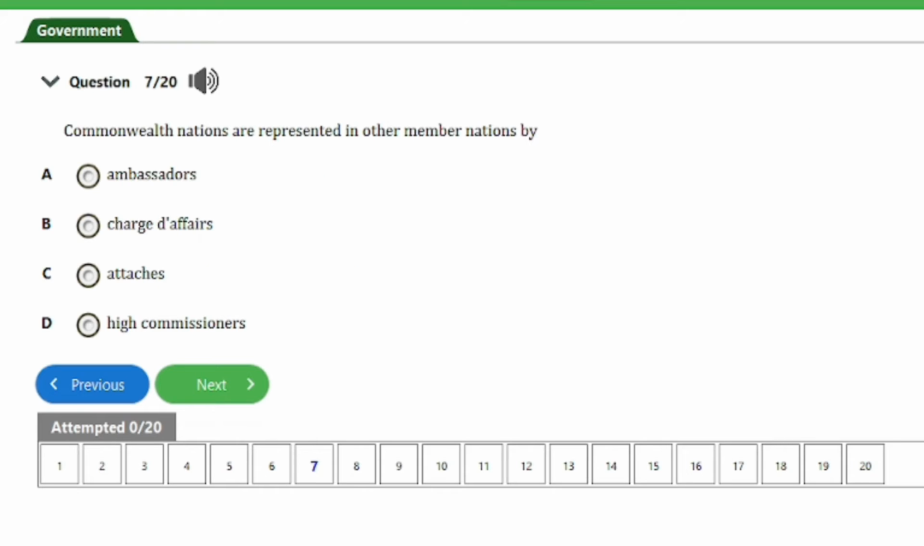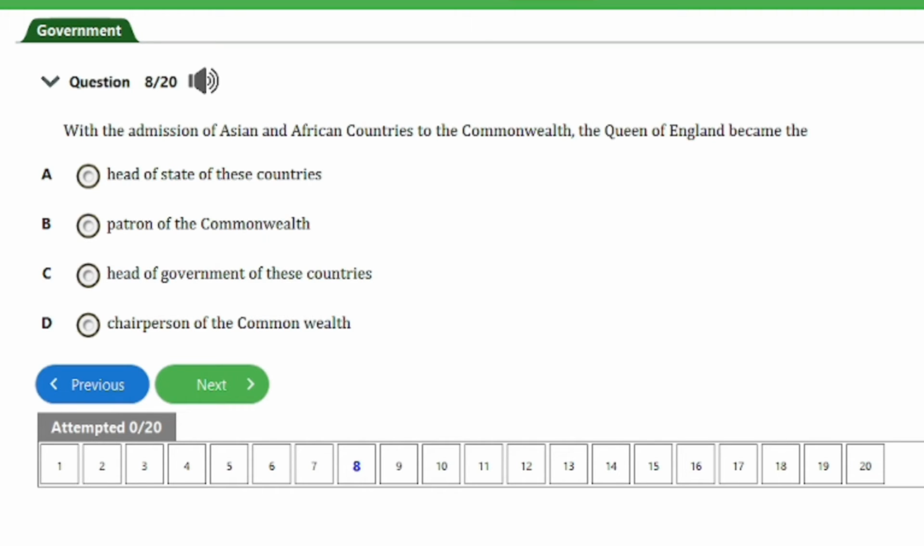We have here question number 8. It says, with the admission of Asian and African countries to the Commonwealth, the Queen of England became the A. head of state of these countries, B. patron of the Commonwealth, C. head of government of the countries, D. chairperson of the Commonwealth. So guys, the answer to this question is option D here. That's the chairperson of the Commonwealth. So let's head on to the next question, guys.